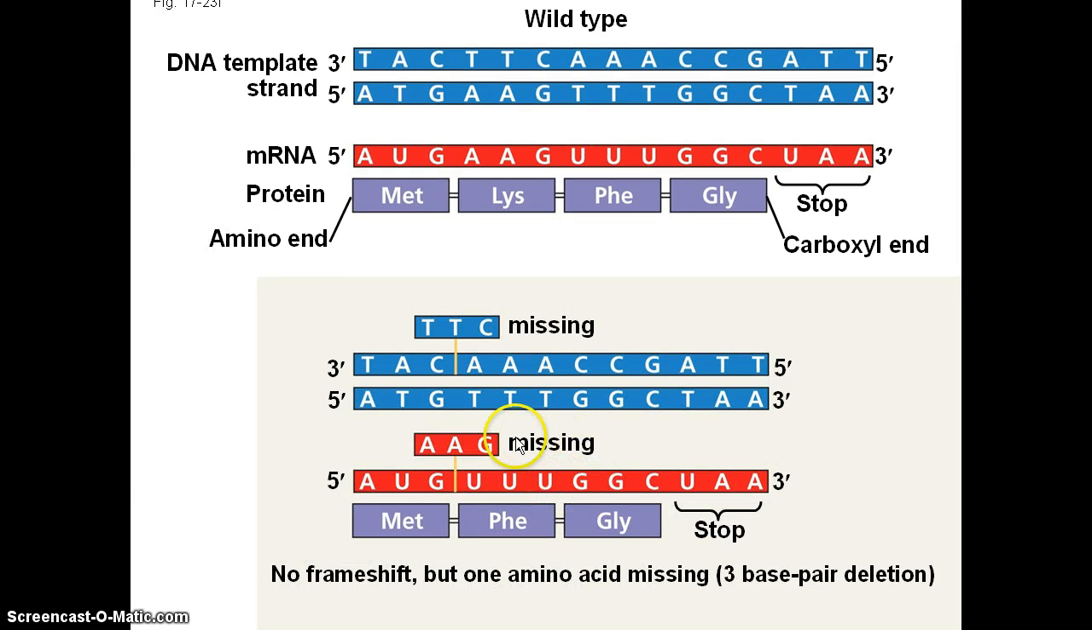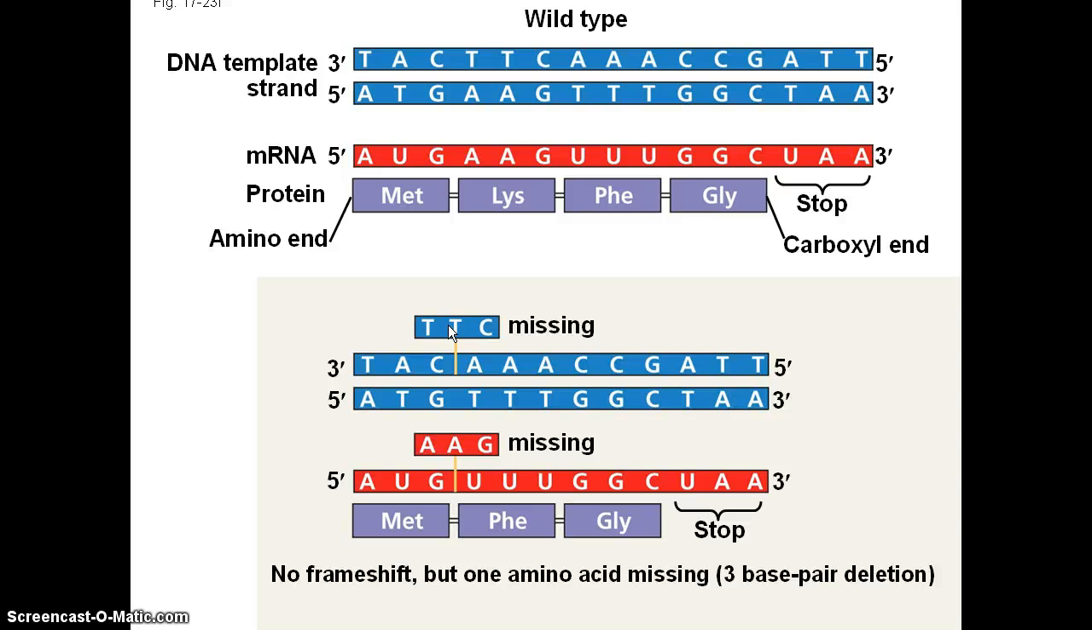Now, here's another interesting sequence. What if you removed 3 bases? What if you remove one of the codons from the reading frame? Well, here methionine, lysine, phenylalanine, glycine. Because we remove one codon, we still get many of the same amino acids. You just have lost one particular amino acid from the polypeptide.